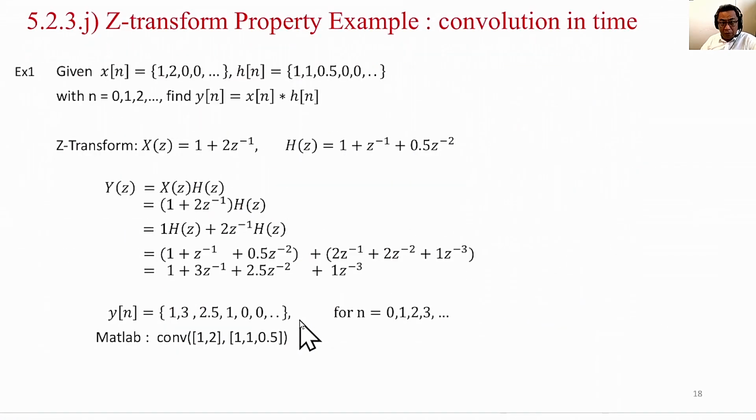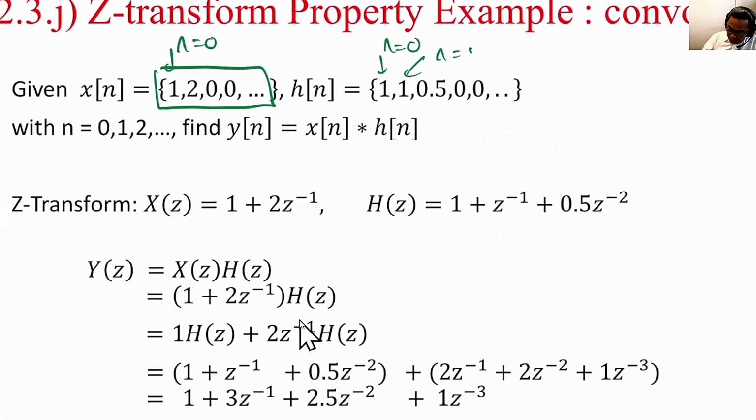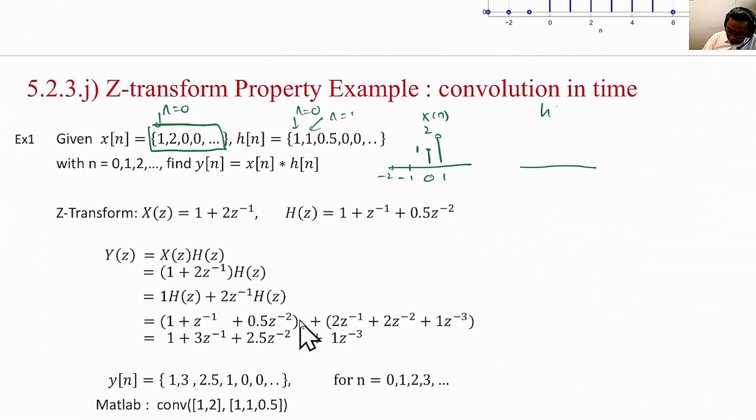Let us have an example. Over here, we have a sequence 1, 2, 0, 0. This is time index n equals 0, n equals 1, and so on. We have two sequences. This one is 1 and 2, so this is x[n]. The other sequence is h[n], which is 1, 1, 0.5, and 0 all the way.